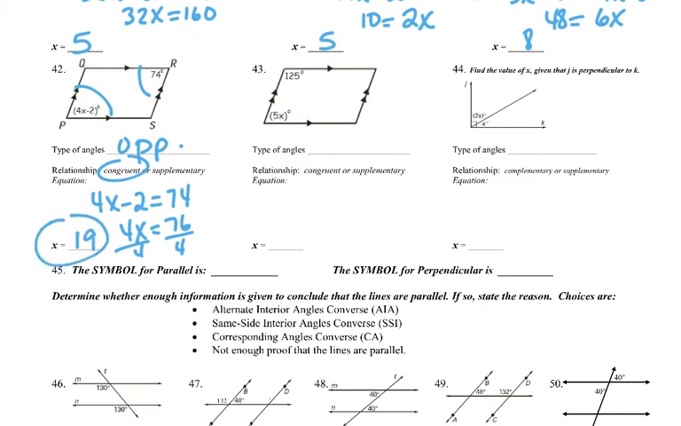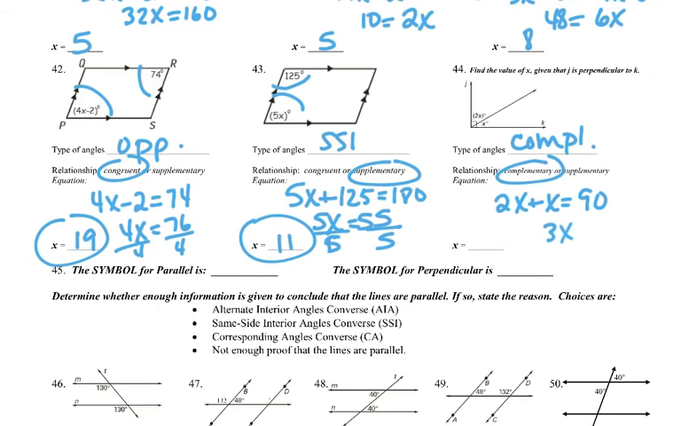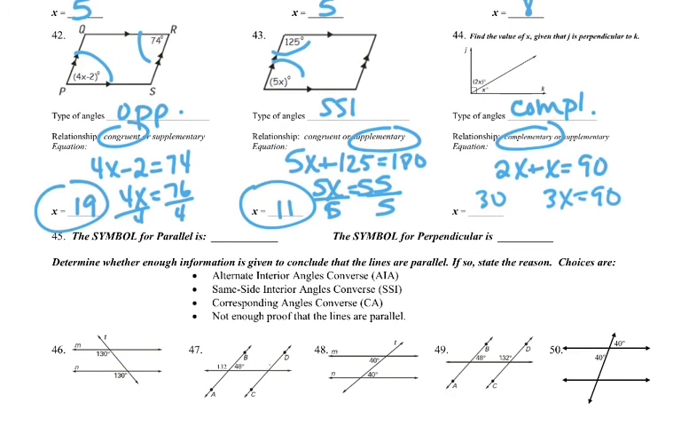Yeah. These are same side interior. They are supplementary, so they add up to 180. Common thing we see is people will circle supplementary, but then make them equal to each other. If you circle supplementary, you have to add them up to 180. And these are actually complementary angles. These add up to 90. 2x plus x equals 90. We've had these for a while. 3x is 90, x is 30.